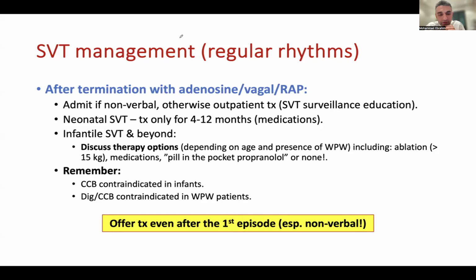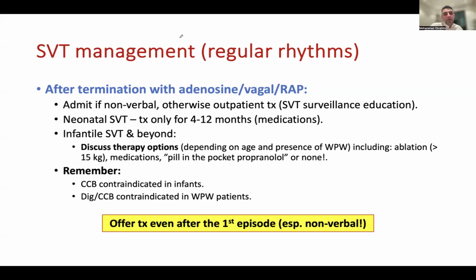But I said neonate, you give 4 to 6 months. Okay, so shorter than 12 months, but it's okay. Some people give 12 months. But after 1 year, I usually don't stop unless we do ablation, so more chronic therapy. Same thing, right?